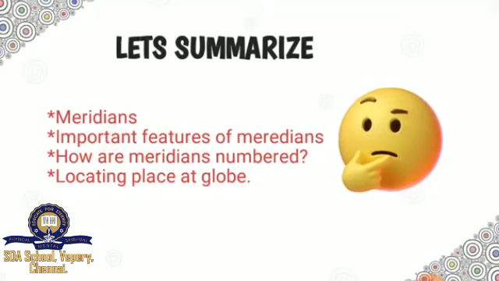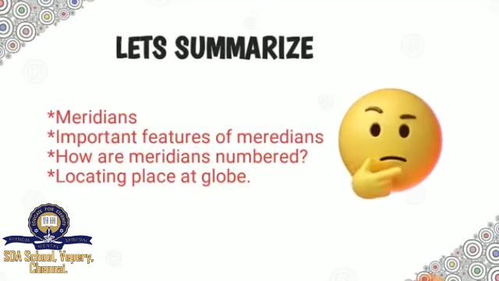To locate a place, first what will you do? There must be some values of parallels and meridians. The point at which the parallel and the meridian cross each other is the location of the place. Understand, students? In today's class, what did we learn? Meridians, important features of meridians, how meridians are numbered, locating places on the globe.